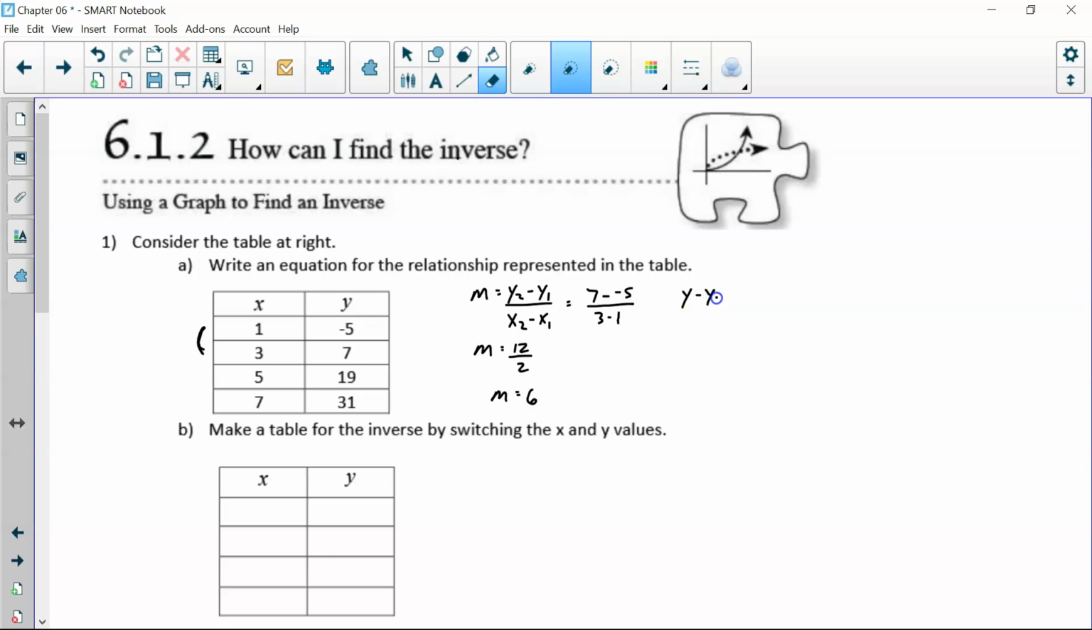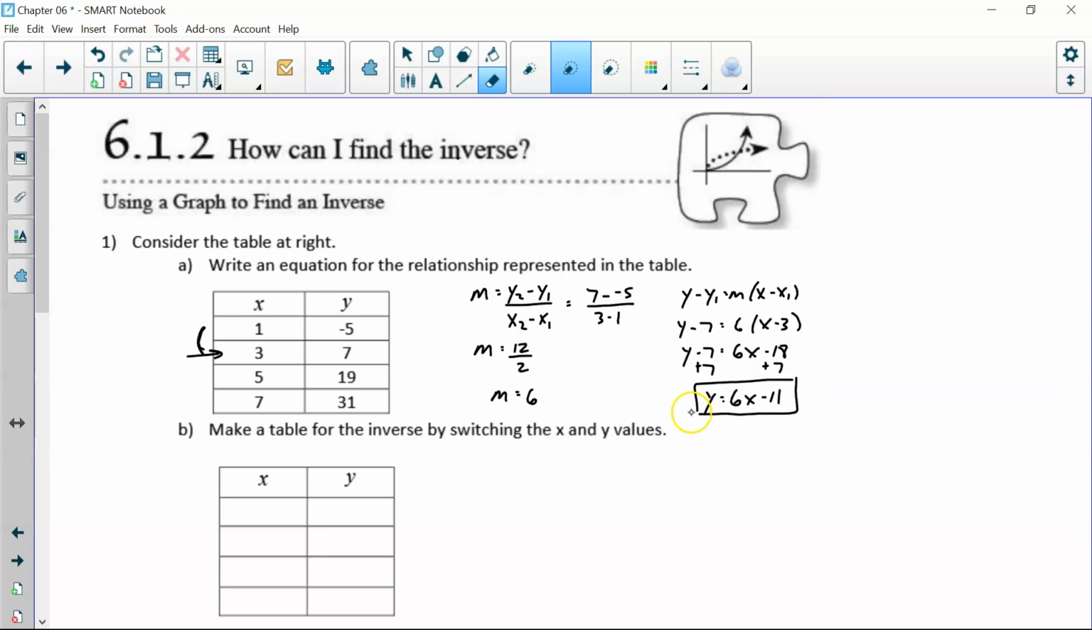y minus y1 equals m times x minus x sub 1. So I'm going to pick a point. I'm going to pick the point 3, 7. So y minus 7 equals the slope, which is 6, times x minus 3. y minus 7 equals, distribute the 6, 6x minus 18, add 7 to both sides, so y equals 6x minus 11. That's the equation for that table.